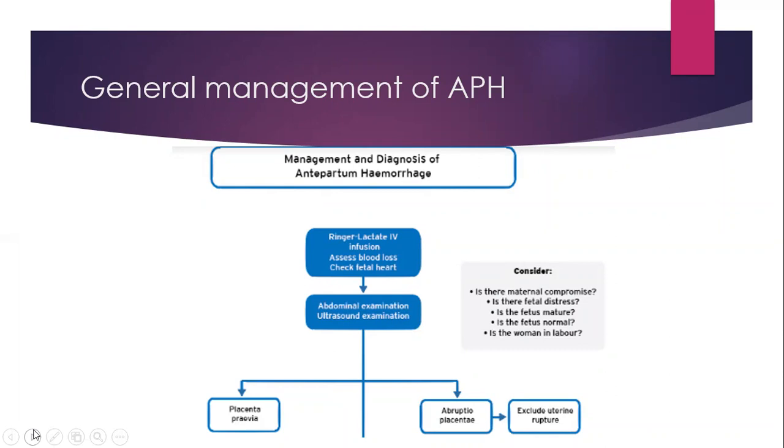So all of the patients will start with having IV fluids up. We'll assess the blood loss, and we'll also check the fetal heartbeat. This is done with abdominal examination as well as ultrasound examination. And then important things to consider during this time: are there any signs of maternal compromise? Is there fetal distress? What is the fetal maturity? Are there any abnormalities in the fetus itself that are causing the bleeding, and is the patient in labor or not? But we'll go into the management of each one specifically as well.